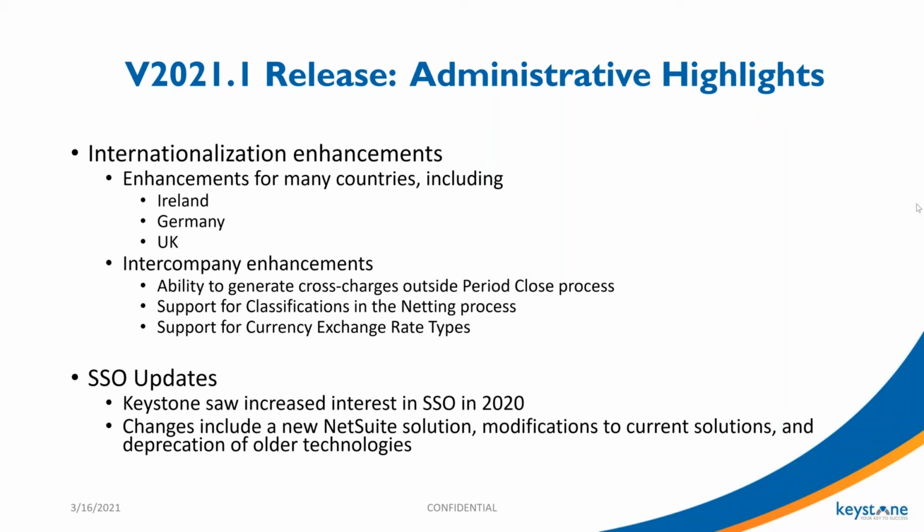So what's the change now is you can net by class. It used to be that there was just an overall netting process, but now there's netting by class. And then also you can have different exchange rate types, and you can specify a particular type to use in the netting process, different than what's used for other transactions.